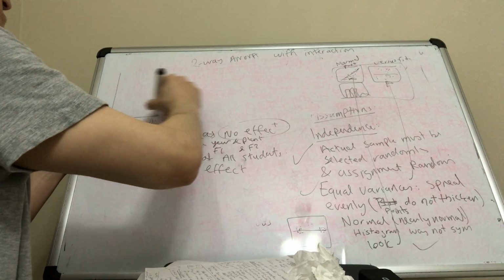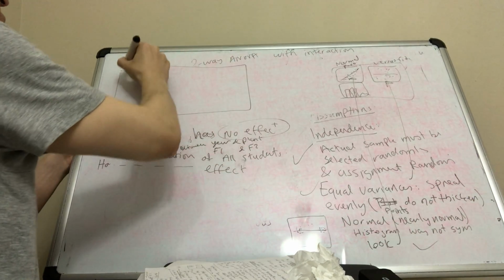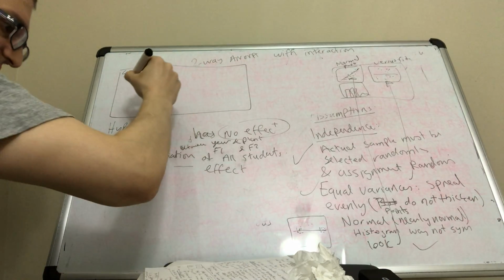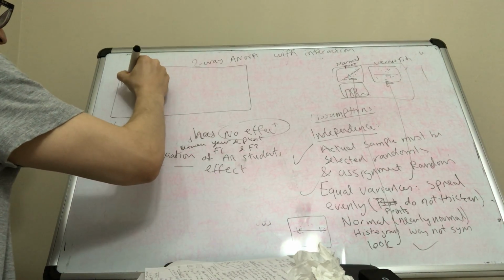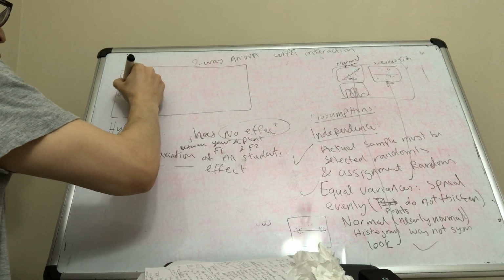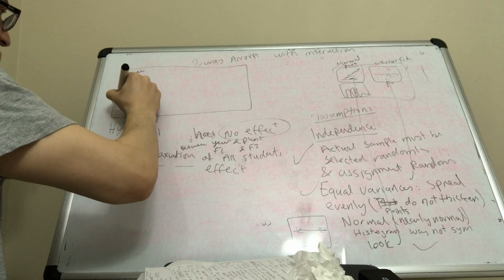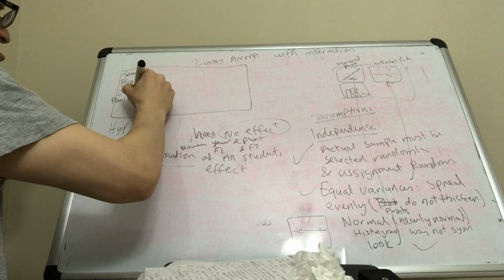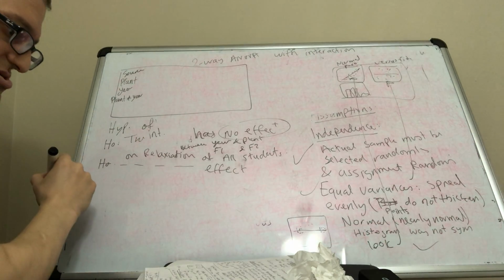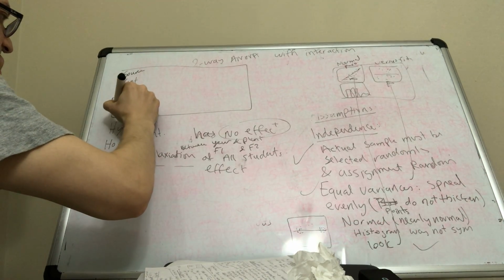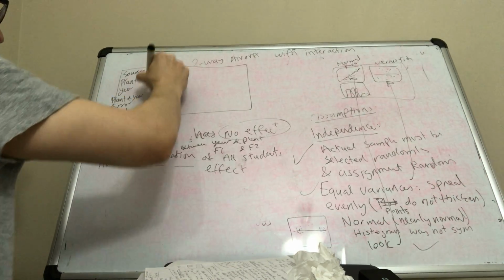So the Minitab, you have source, you're given plant, year, plant, interaction year, error, and total.